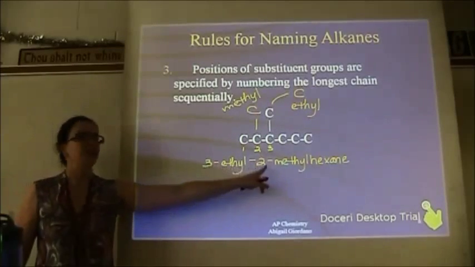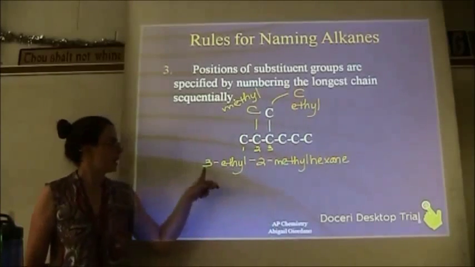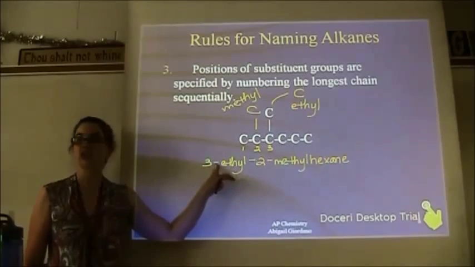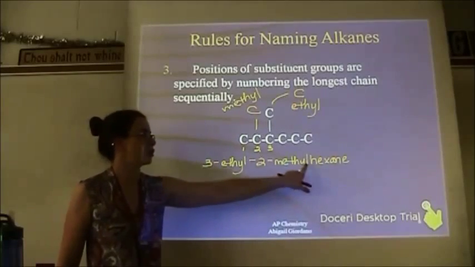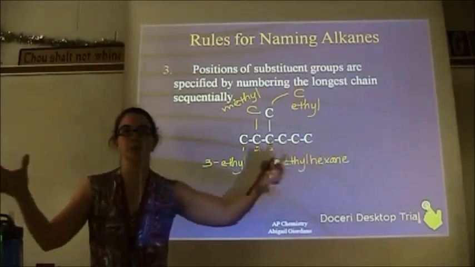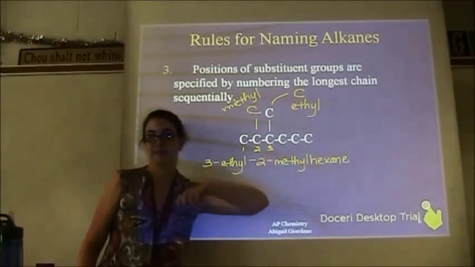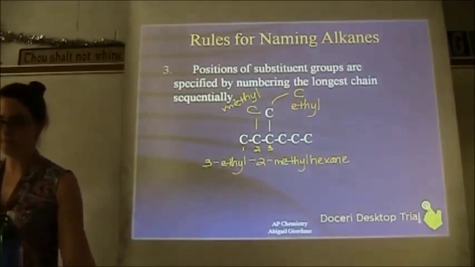When you're writing these names, if you are going to have a number and a letter next to each other, you put a dash between them. If you're going to try to push two letters together, you just mush it all together. Okay? This is one word.